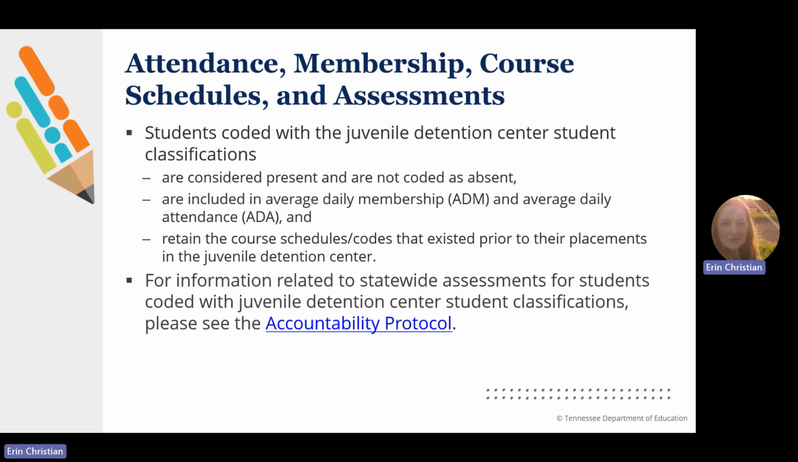Attendance, membership, course schedules, and assessments. Students coded with the Juvenile Detention Center student classifications are considered present and are not coded as absent, are included in average daily membership or ADM and average daily attendance ADA, and they retain the course schedule codes that existed prior to their placement in the Juvenile Detention Center. For information related to statewide assessments for students coded with Juvenile Detention Center student classifications, please see the accountability protocol.